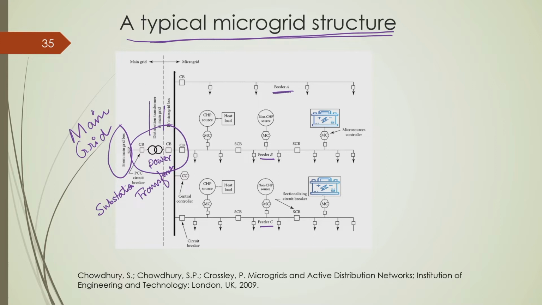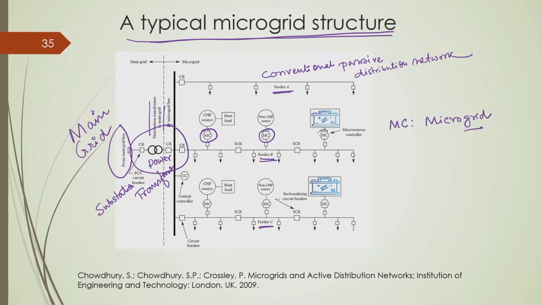Now, feeder A is a conventional type of passive distribution network. So, there is no distributed generation integrated with that. Okay. But in feeder B and feeder C, you can see we have DG as well as community microgrids. So, here MC stands for microgrid. So, this is one microgrid, this is another microgrid, this is another microgrid.